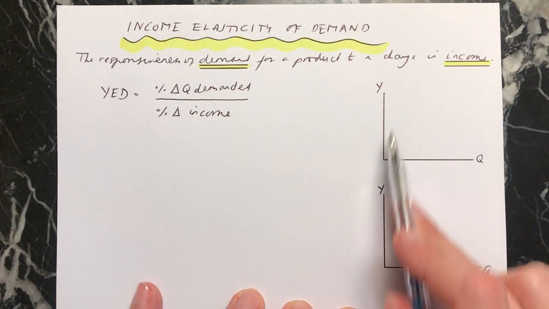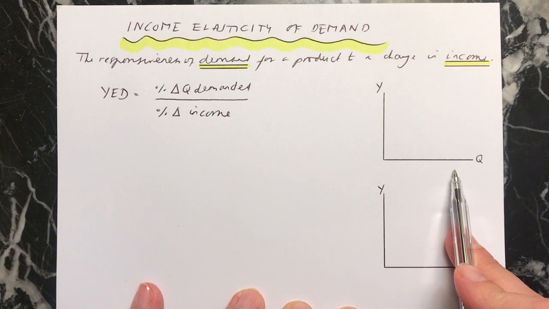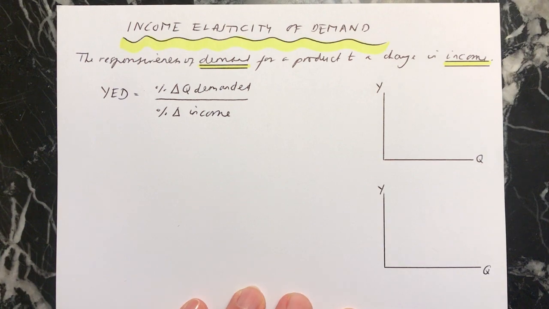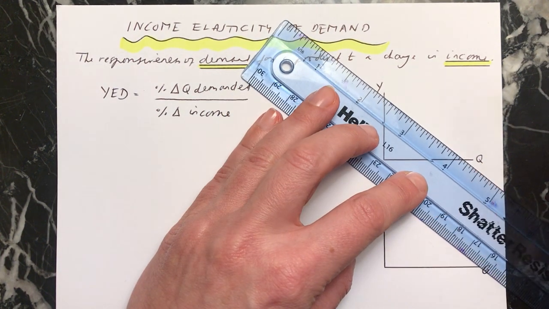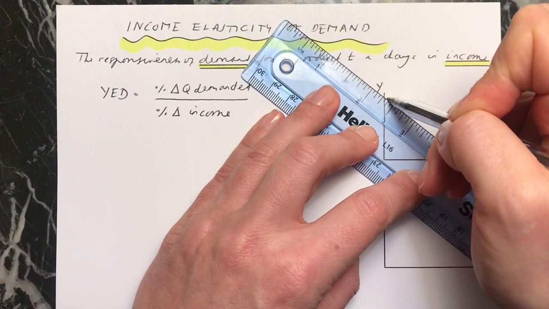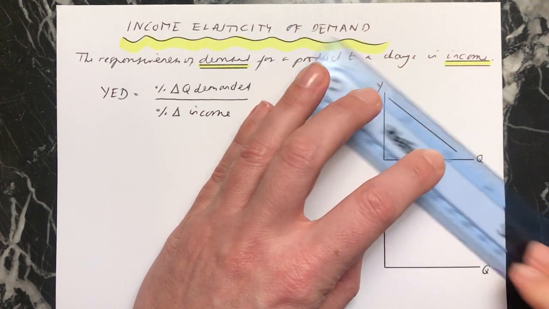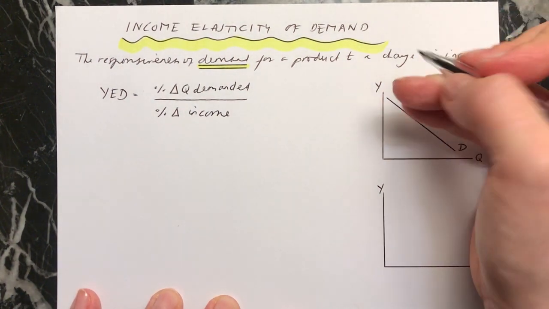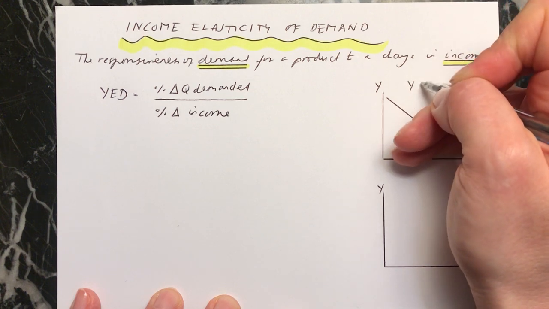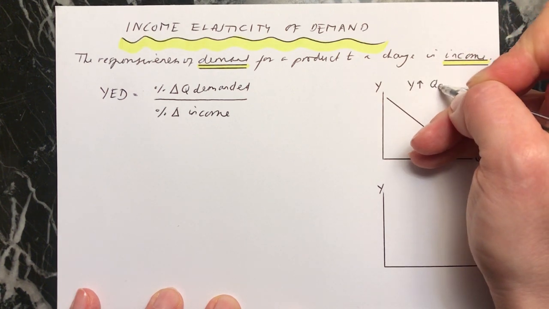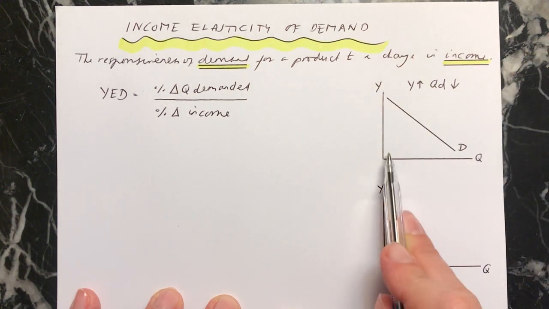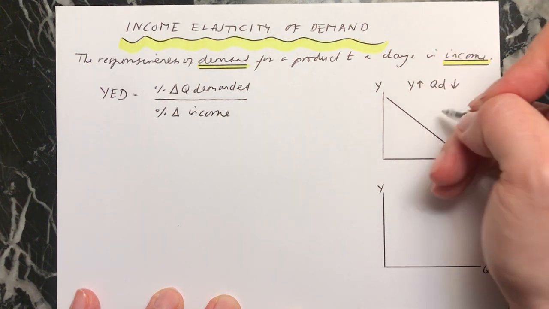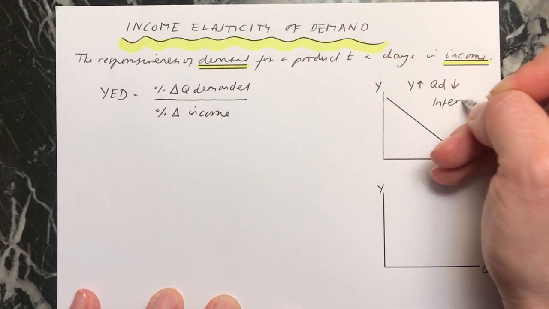If you wanted to illustrate this in a diagram, you'd be looking at how the quantity demanded is changing in relation to income changing. If as your income increases, the amount being demanded decreases, this would mean you've got a negative correlation. So it means as income goes up, quantity demanded goes down. So you can see here, when income is higher, the quantity demanded is lower. And this would be an inferior good.